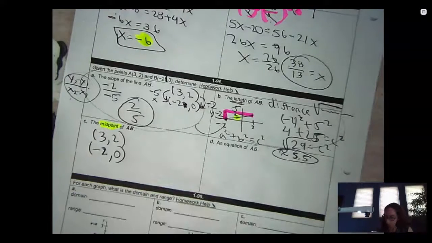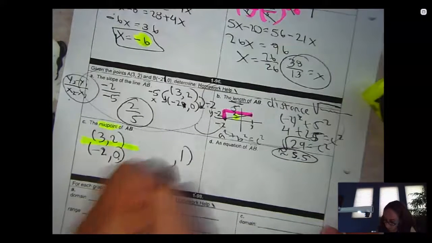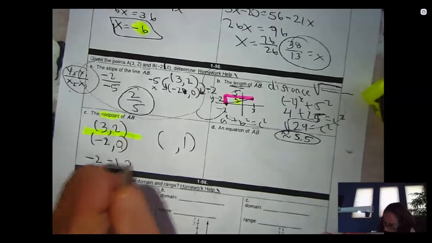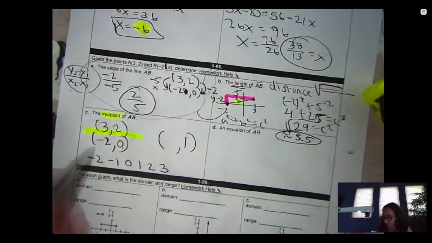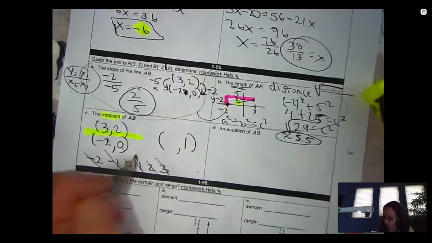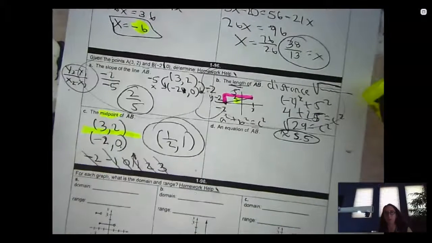And I'm trying to find out what's in the middle. So let's look. What's in the middle of 2 and 0? 1. That's not a big deal. What's in the middle of negative 2 and 3? Somewhere in the middle. Halfway between 0 and 1 is 1/2 and 0.5.